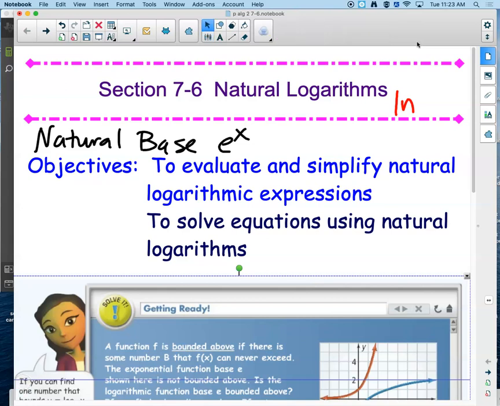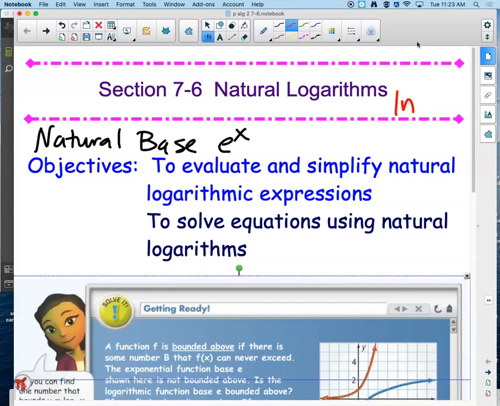Now, the reason natural is in that name is because it happens in nature a lot. And so it's not just about the fact that Euler wanted to be a loan shark and charge interest all the time. It's also naturally occurring in our environment. If that's the case, well, then we have to know some math about it. So the natural base is e to the x, and the natural logarithm undoes it.